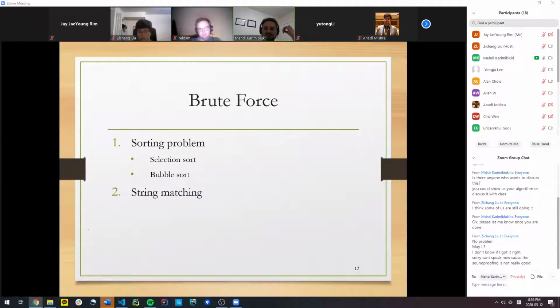So in this class, we're going to look into sorting problems, string matching, password crack, and last but not least, there's a knapsack problem. That's how it just sets the ground for how the problems are looking.